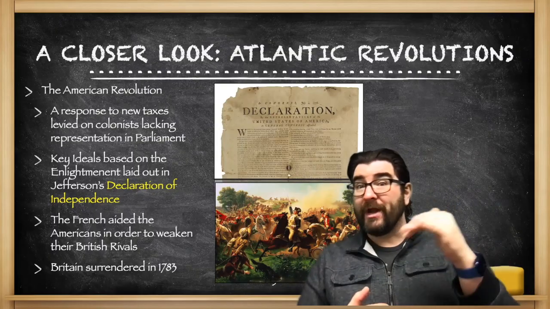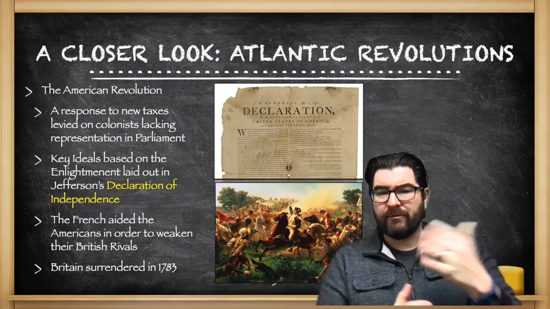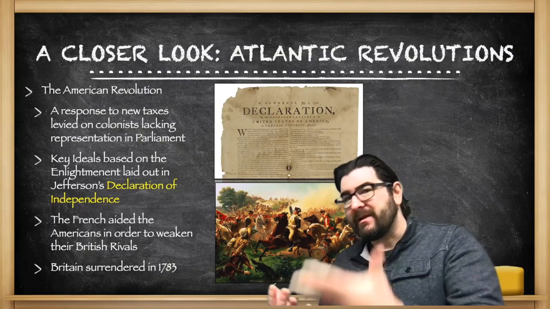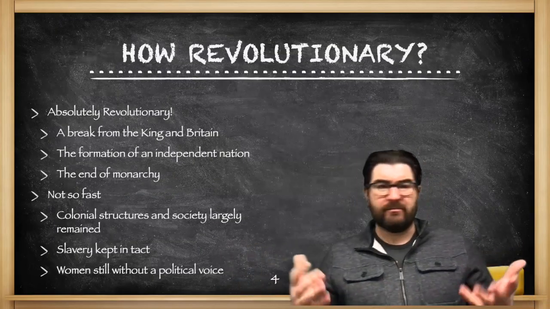The French would aid the Americans in order to weaken their British rival during this American Revolutionary War, and ultimately the British surrender in 1783. So how revolutionary was this?